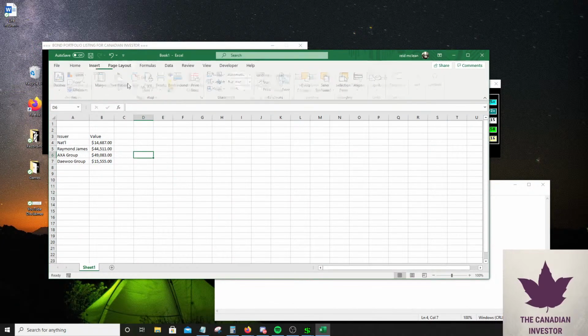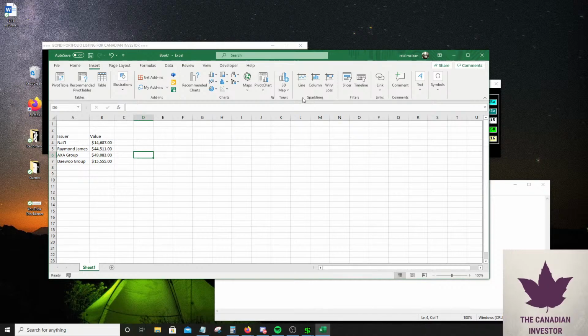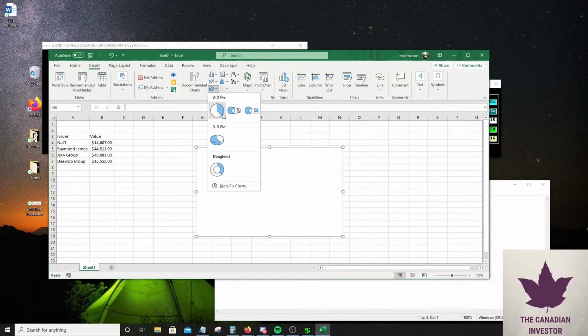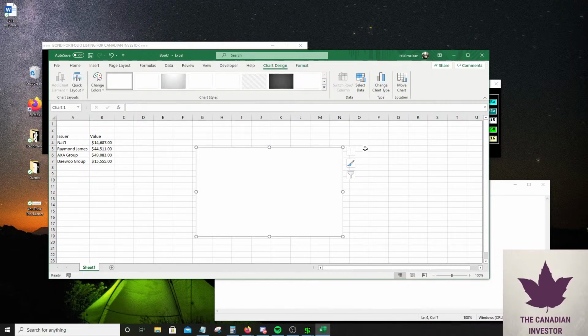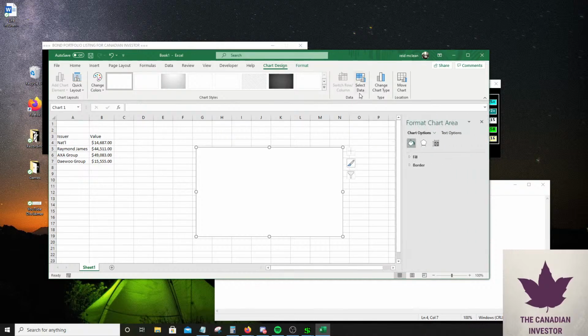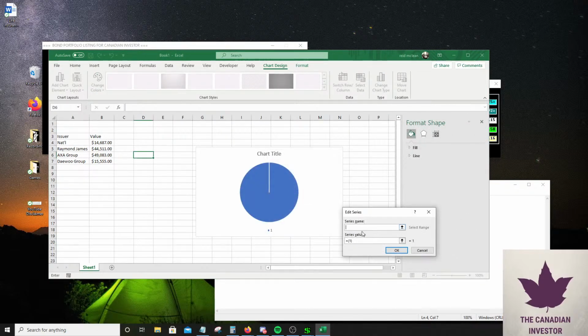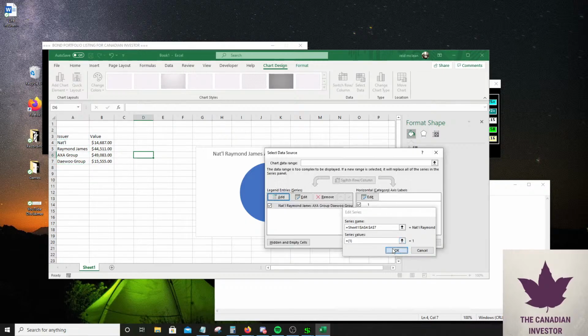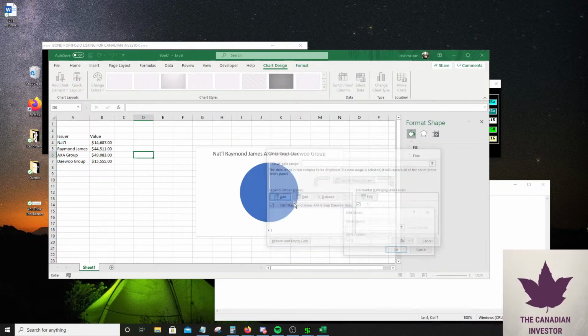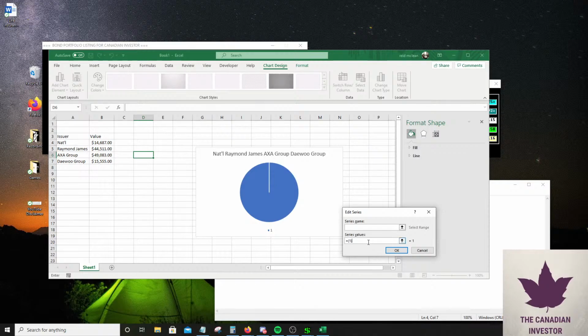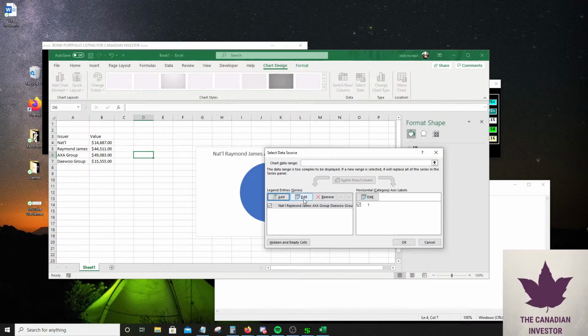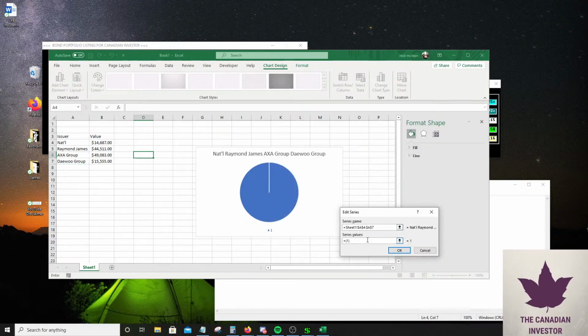So if we do insert, I think we can do a little 2D pie chart. And then I'm pretty sure what we can do is select data. We can add. So our series name would be like this, right? I'm pretty sure we want to edit this then. And the values would just be this.